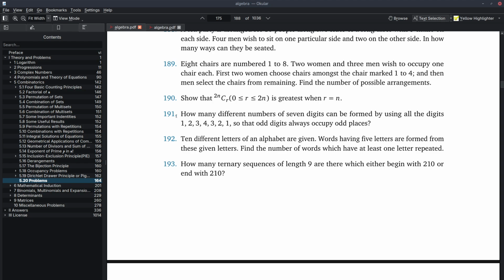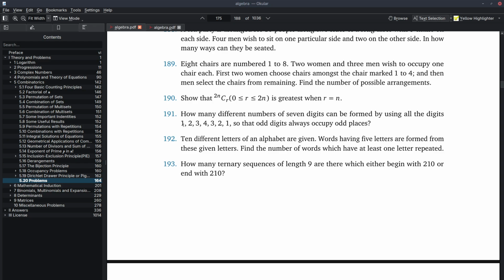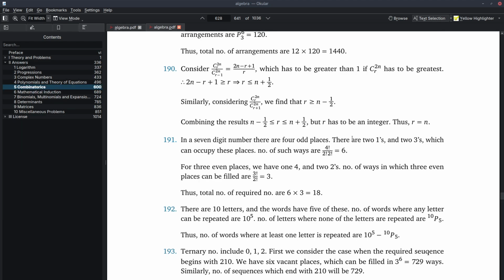Question 191 says: how many different numbers of 7 digits can be formed by using all the digits 1, 2, 3, 4, 3, 2, 1 so that odd digits always occupy odd places? In a 7-digit number, there are 4 odd places, as you can see: the first place, the third place, fifth and seventh, and they are occupied by the odd digits. So we have two 1s and two 3s.